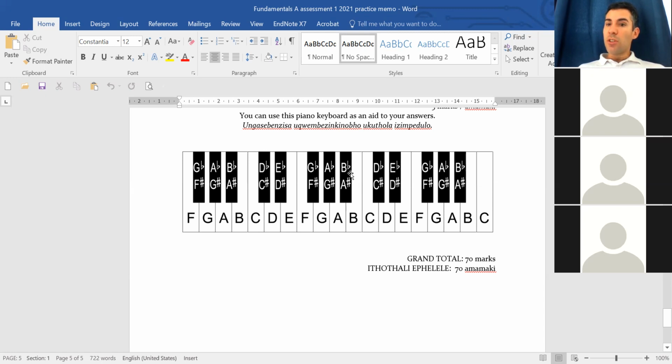And our original note was B. Our rule for tones is that it needs to be the next letter down. So the next letter down from B is A. So our answer must be A flat, not G sharp. Are you with me on that?